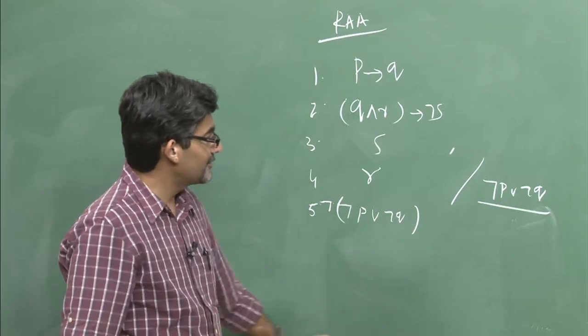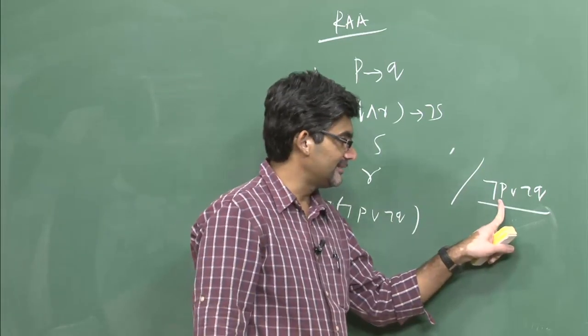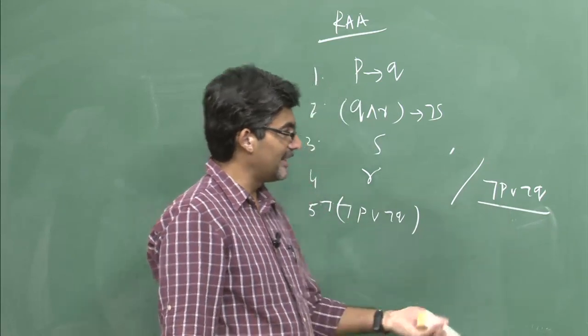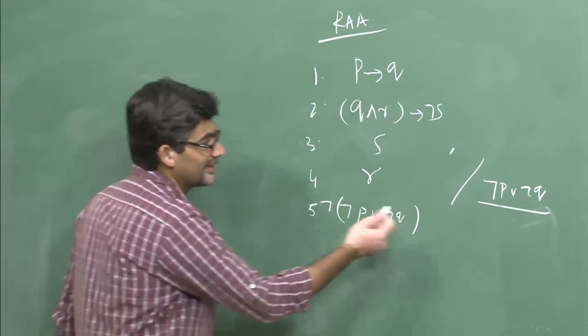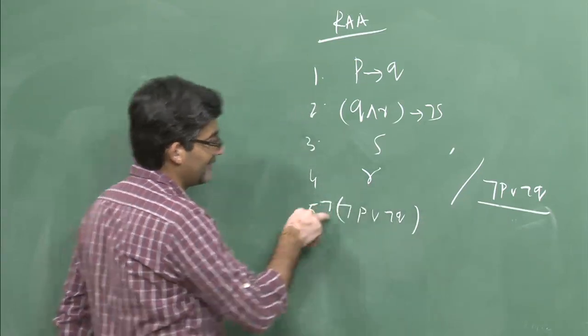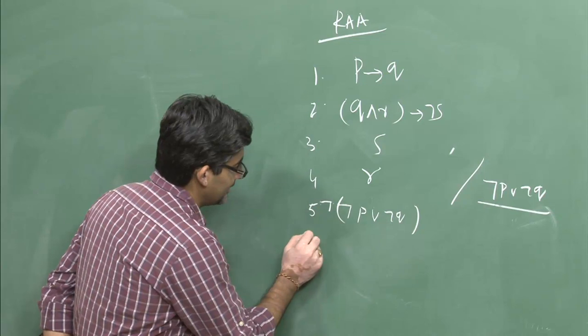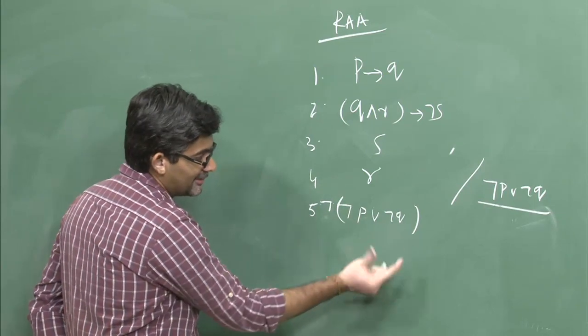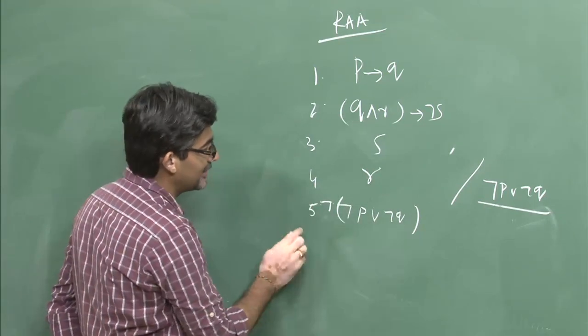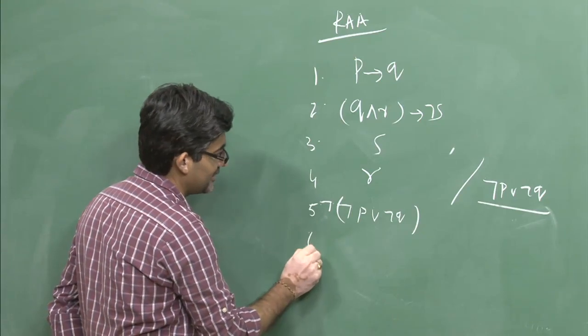So there are two ways of showing whether this argument is valid or not. We are not sure whether this argument is valid or not, that is why we are taking into consideration the reductio ad absurdum method. So taking the negation of the conclusion, whether or not this leads to contradiction is the one which we are trying to see.